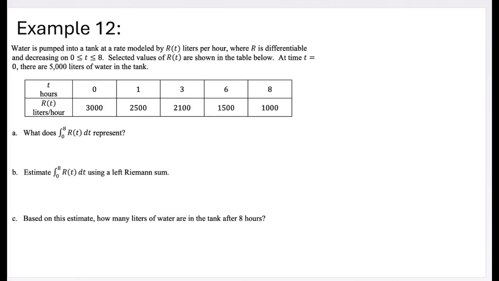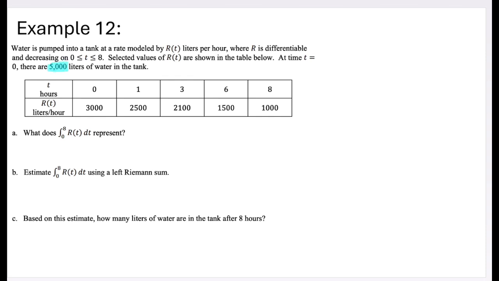Now, example 12, we're given a table. Water is pumped into a tank at a rate modeled by R of t liters per hour, where R is differentiable and increasing on 0 less than or equal to t less than or equal to 8. Selected values of R of t are shown in the table below. So it is differentiable, so it is continuous. At time t equals 0, there are 5,000 liters of water in the tank. So they do give us an initial condition here.